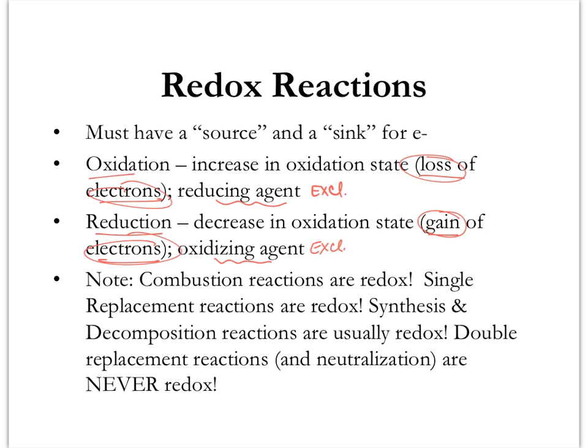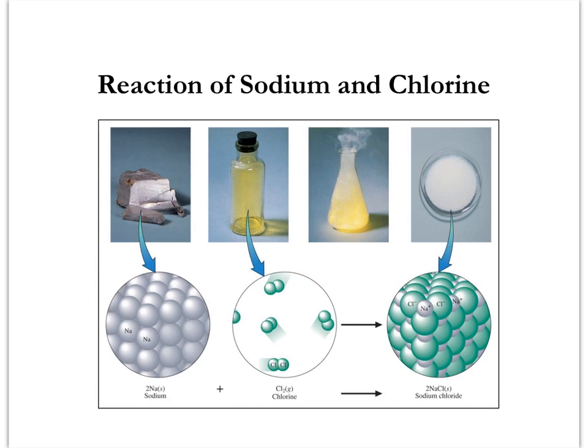A lot of reactions can be classified as redox that you could also classify as something else. For example, combustion reactions are redox reactions because there's a change in oxidation states for some of the elements. Single replacement reactions are redox reactions. Synthesis and decomposition are usually redox. Double replacement reactions, which also include neutralization reactions, are not. So your precipitation reactions that we've looked over, which are double replacement, are not redox reactions, but a lot of other things can be classified that way.